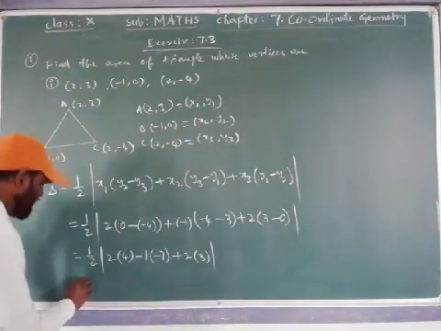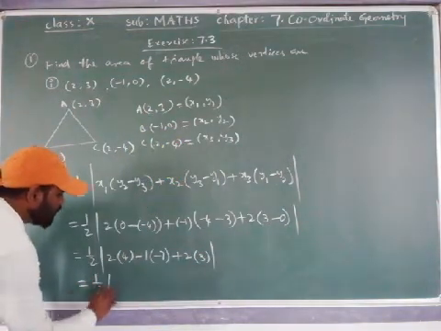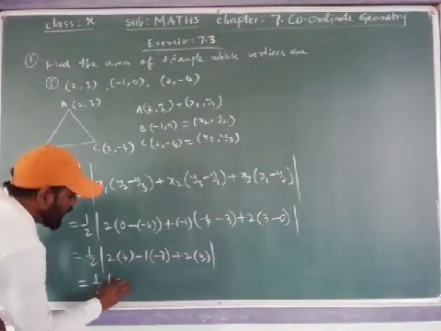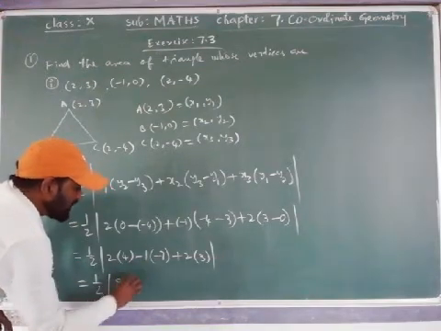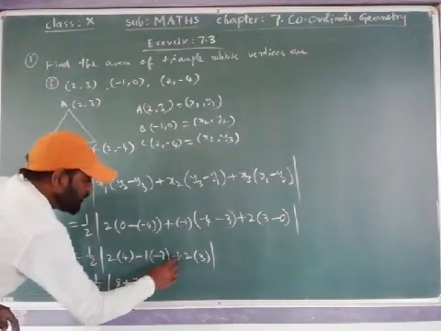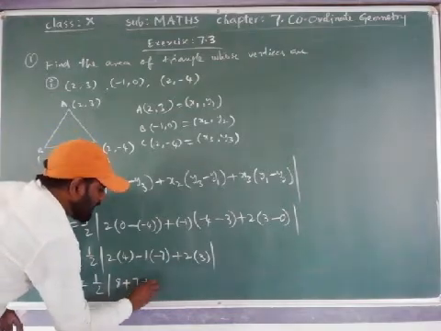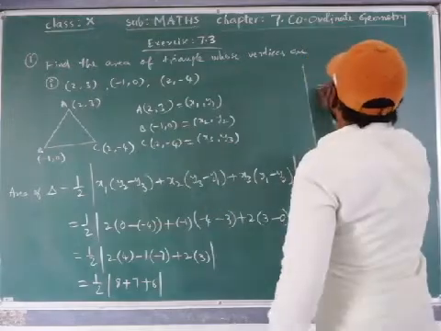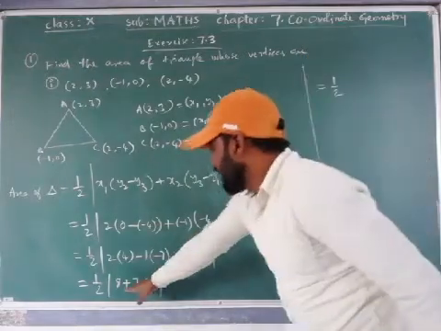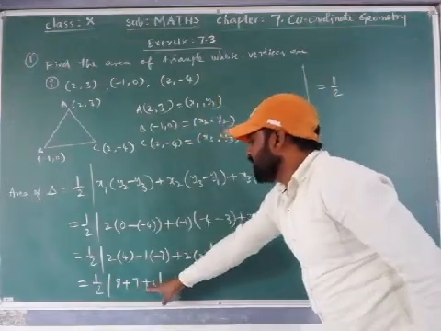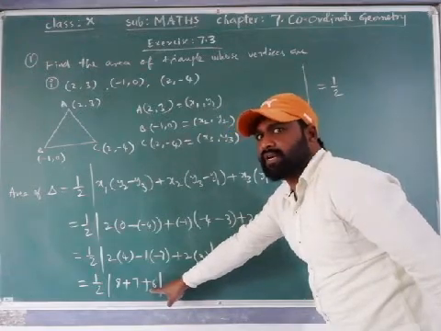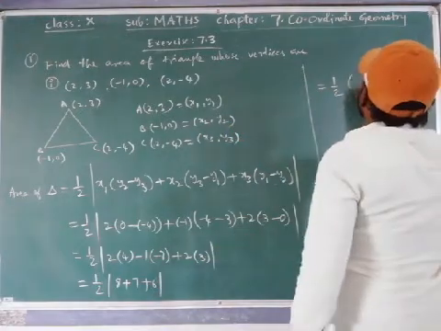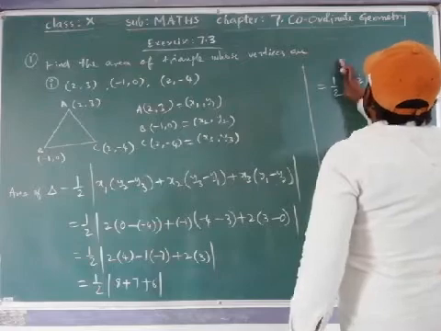Over. Next simplification, again 1 by 2. Here 2 4s are 8. Minus into minus plus. 1 into 7 is 7. Plus 2 3s are 6. Here I am doing the remaining half into. Here 8 plus 7 is 15. 15 plus 6 is how much? 21. This is the modulus.